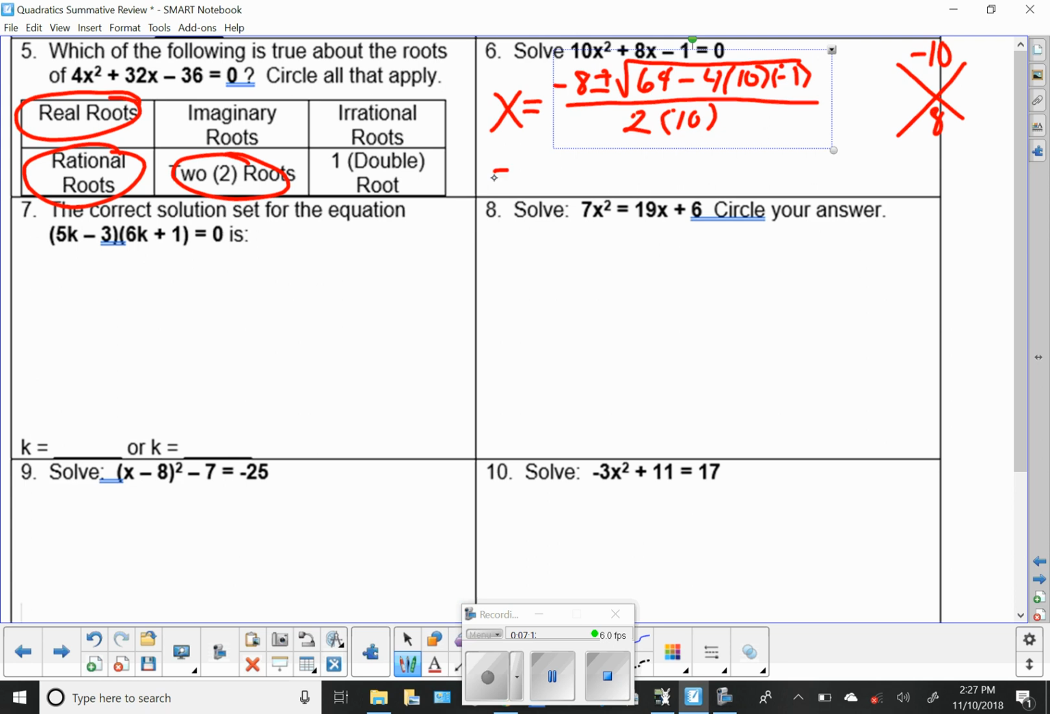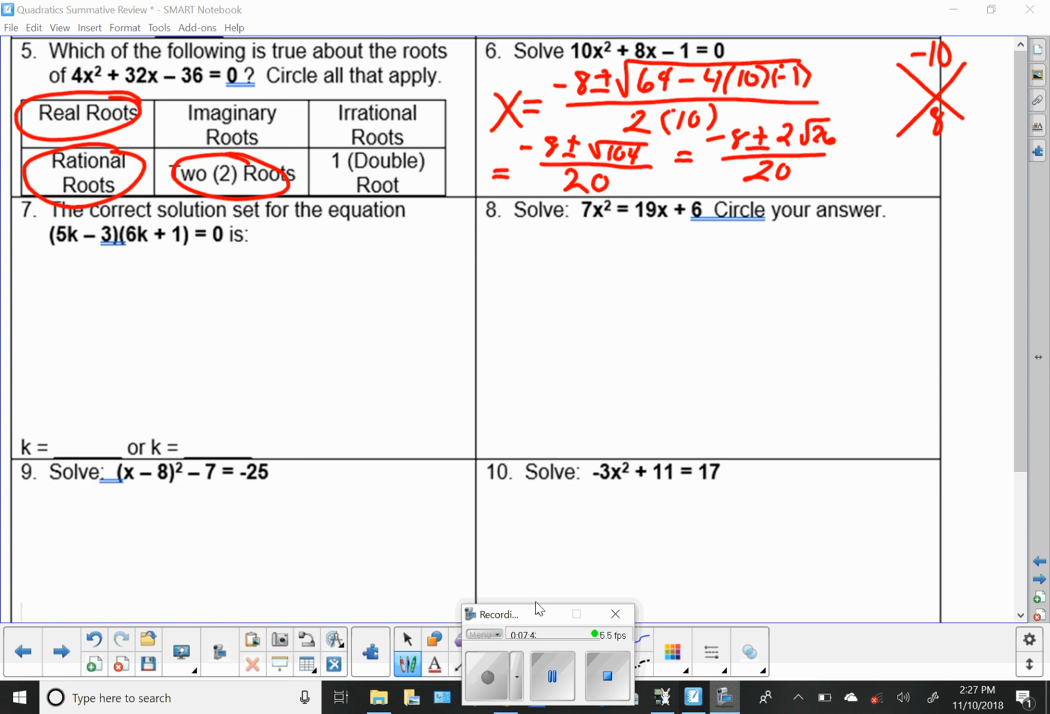I get from here, I'm going to put this over here, I'll get negative 8 plus or minus the square root of 104 over 20. 104, I can take 4 out of it, so that'll give me negative 8 plus or minus 2 square root of 26 over 20.